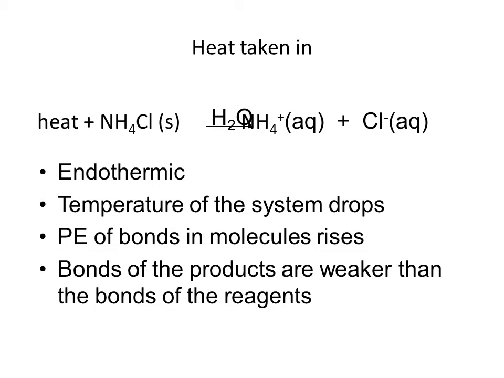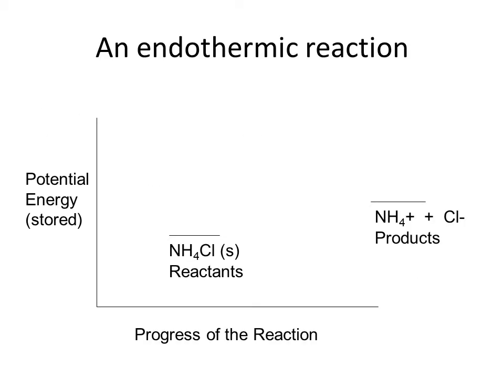The potential energy of the bonds in the molecules rises as you conduct the reaction. So the potential energy of the products is higher than that of the reactants. This means that the bonds in the products are weaker and more unstable than the bonds of the reagents. We can look at the energy changes with an endothermic reaction also.